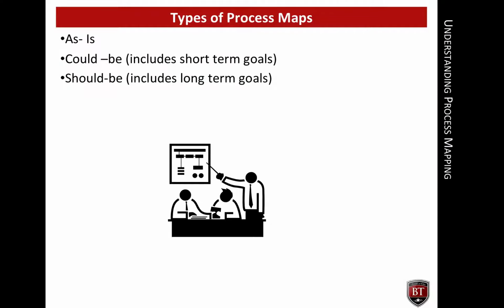There are three types of process maps. 1. As is, which is now. 2. Could be, which includes short-term goals. And 3. Should be. These include long-term goals. The should be and could be process maps help the continuous improvement process.